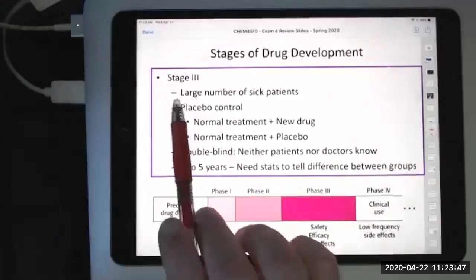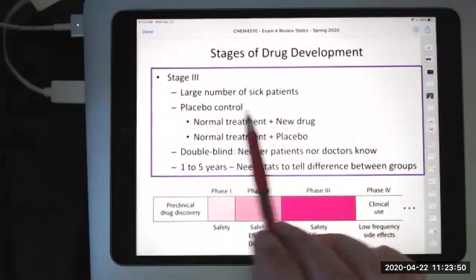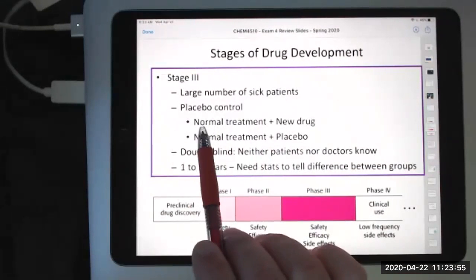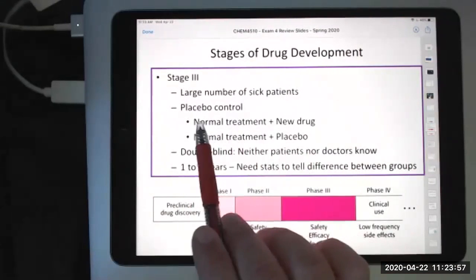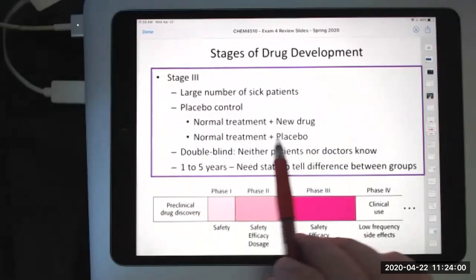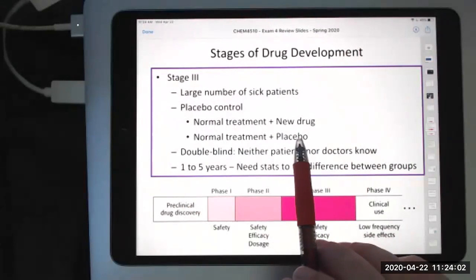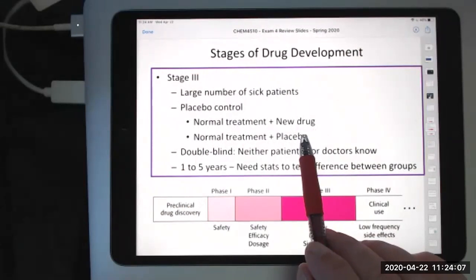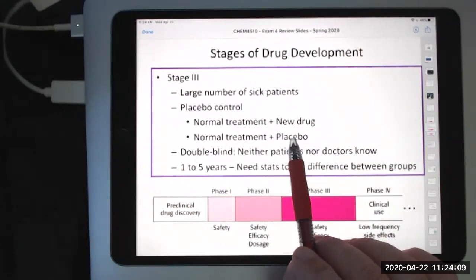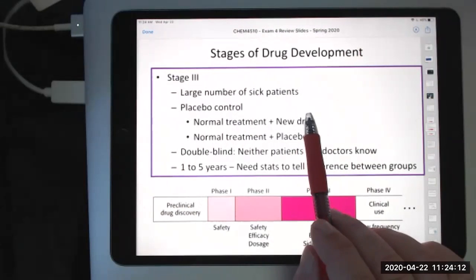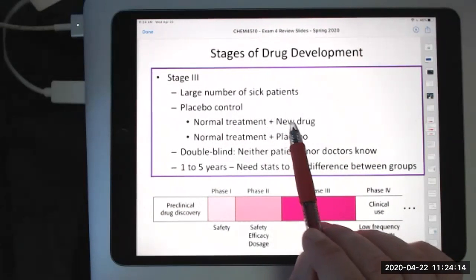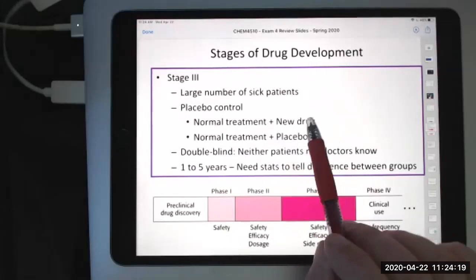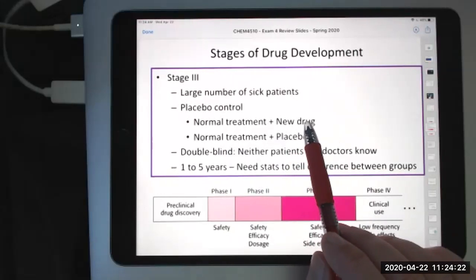So you're going to need a large number of sick patients, patients with that condition that you're looking at, and it's placebo controlled. Unless there's no treatment for it, this is going to get added onto the existing treatment. So normal treatment plus your new drug, or normal treatment plus a placebo. Okay, so placebo is just a sugar pill, but it looks exactly like the regular drug. But neither the patient nor the doctor is going to know who is in which group.